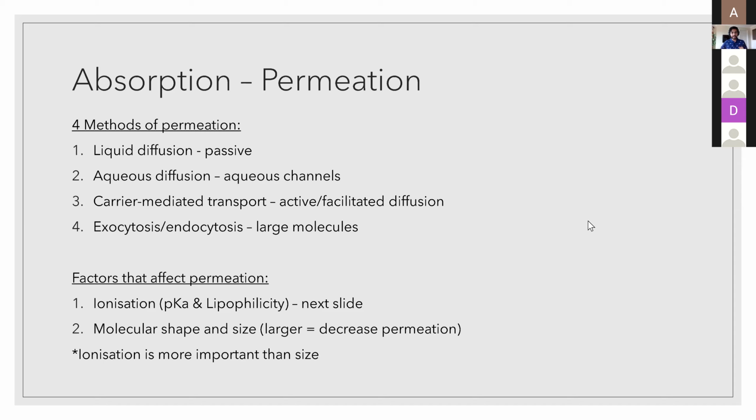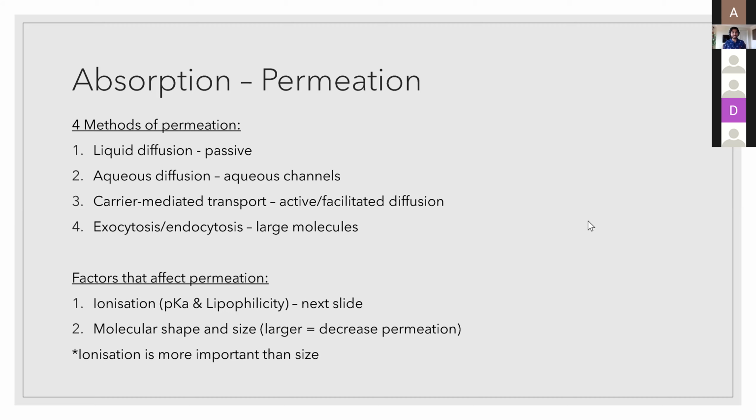And we want to first look at, okay, how does the drug move in the body across membranes? So this is called permeation. And there are 4 main methods of permeation. The first being lipid diffusion. So this is essentially the idea of passive diffusion across membranes down the concentration gradient. The second method is aqueous diffusion, and this is via protein channels, via aqueous channels. The third is carrier-mediated transport. This is active, if you remember, active and facilitated diffusion across the membrane. And finally, we have exocytosis or endocytosis for large molecules and bulk movement.